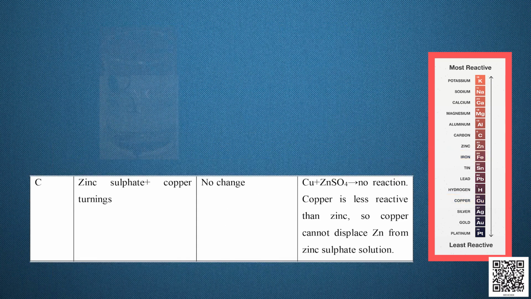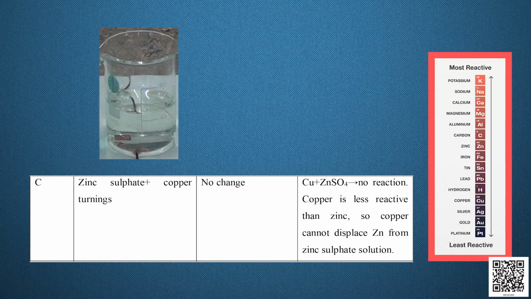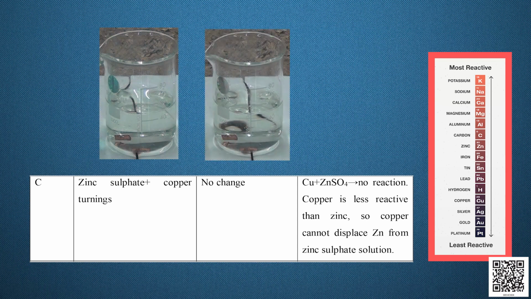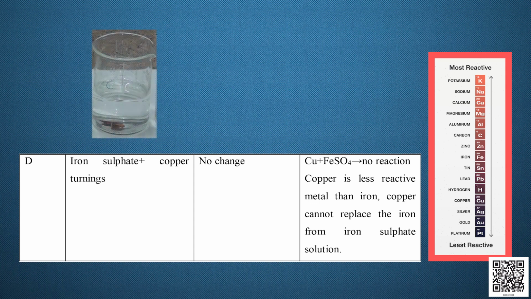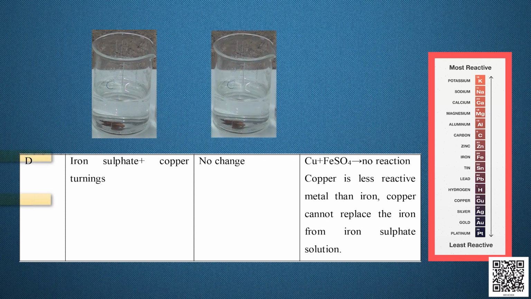C. Copper turnings added to zinc sulfate solution. Observation: no change. Inference: copper is less reactive than zinc, so copper cannot displace zinc from the zinc sulfate solution. D. Copper turnings added to iron sulfate solution. Observation: no change. Inference: copper is less reactive metal than iron. Copper cannot replace the iron from iron sulfate solution.